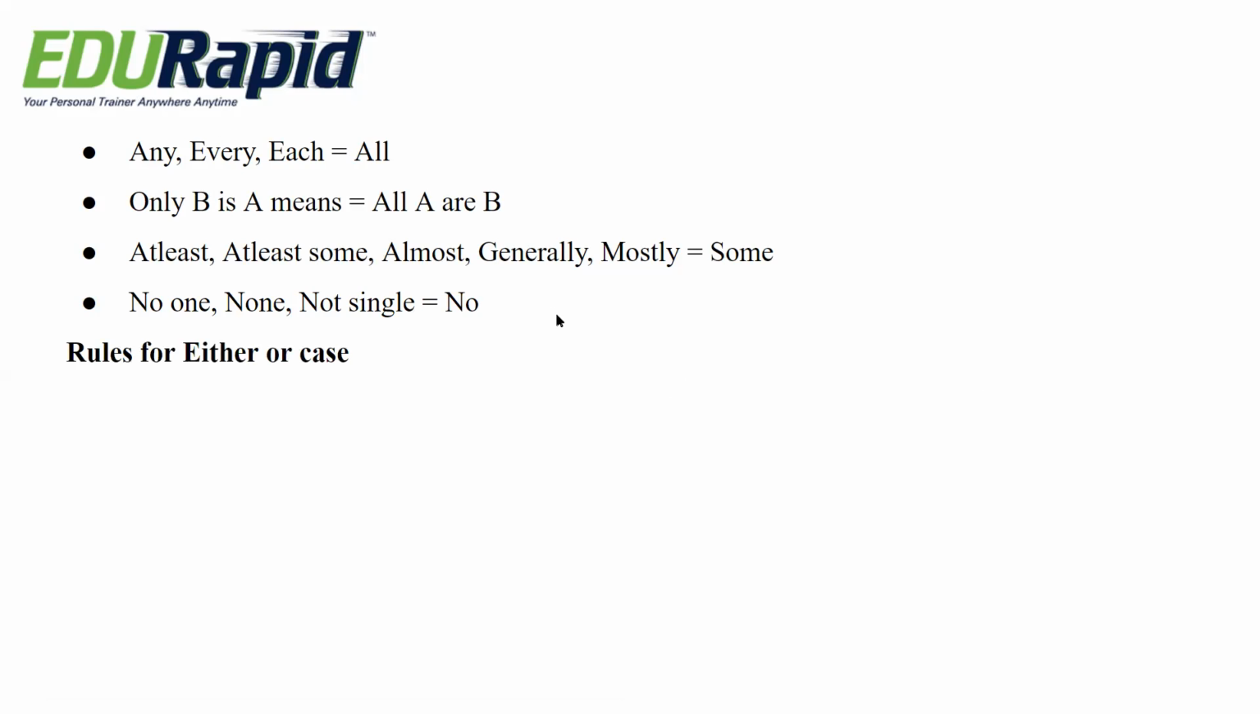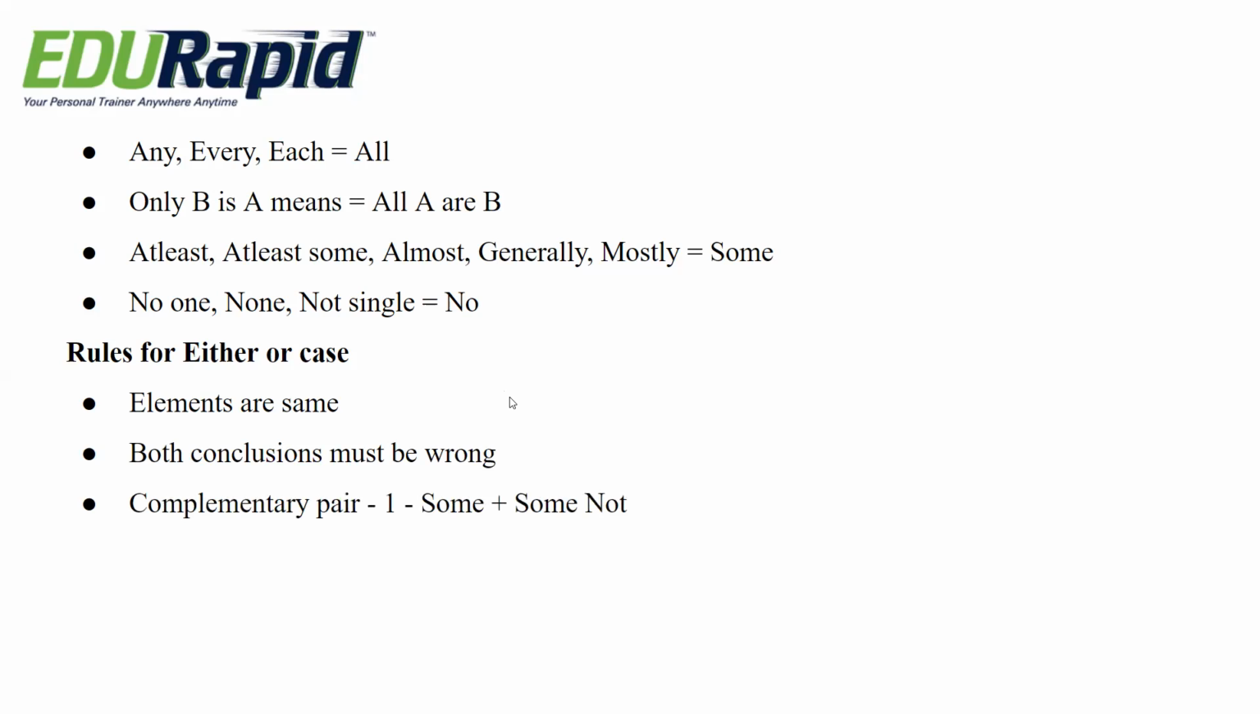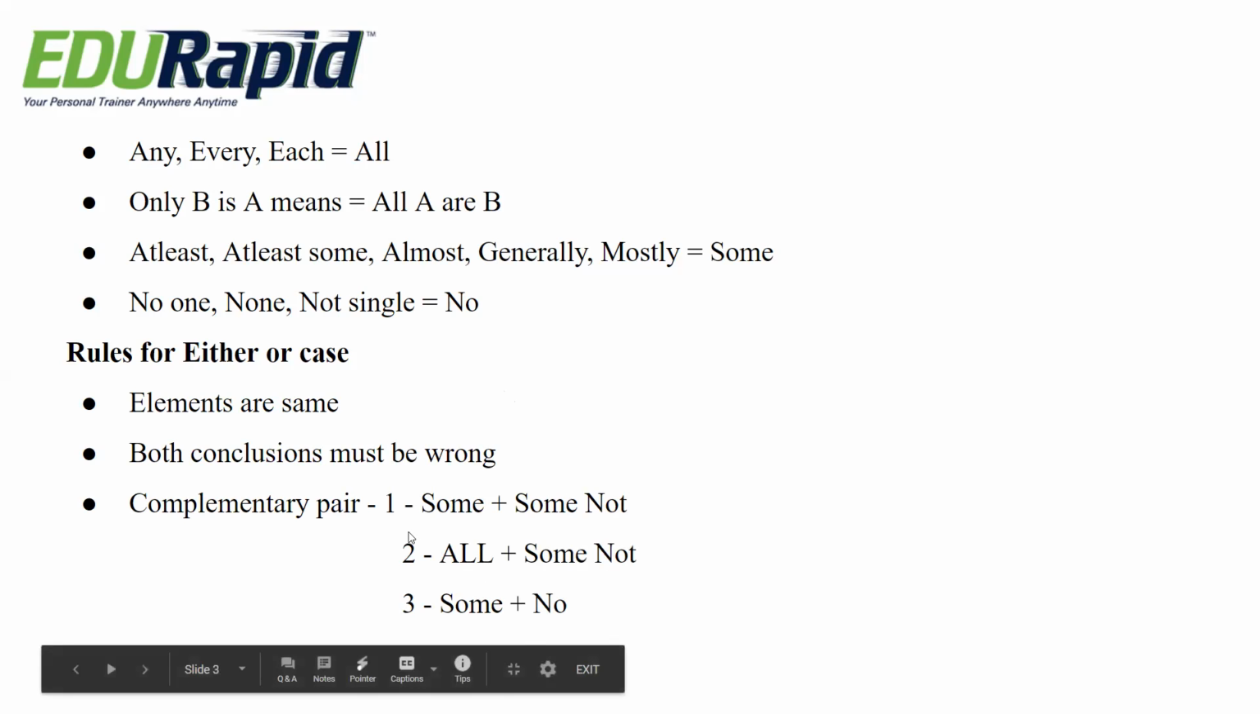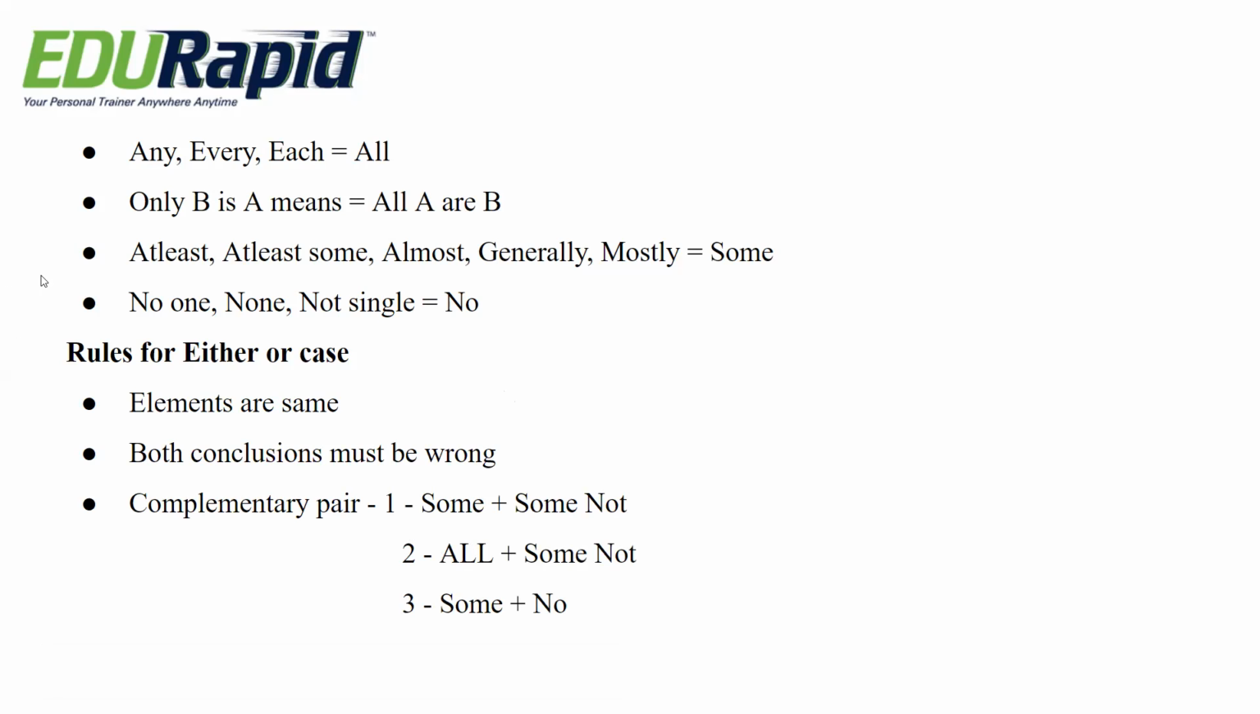Okay, coming to the either or case. In conclusion, they may ask for either or conclusion. For that, we have to satisfy three conditions. The first condition is elements are same. Entities should be same. Second condition, both conclusions must be wrong. Third condition, it should be in a complementary pair. That means the conclusions should be in a complementary pair. That means in some not, all, some not, some no. In this way, all three of these should be satisfied. Then only either or case is eligible.